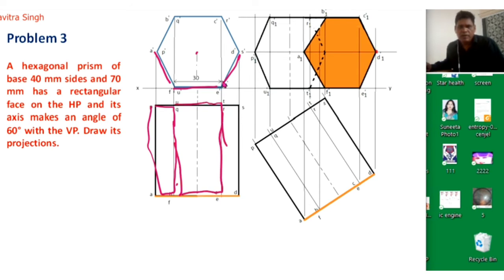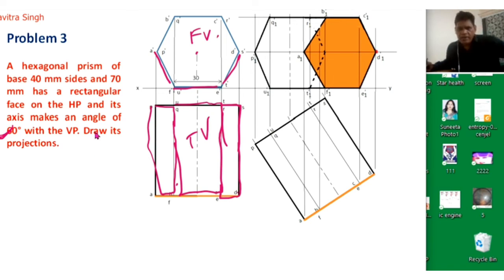Okay, and this surface will be this one. So these three surfaces will be visible when we see this from the top. So this is the top view, and this is the front view of this hexagonal prism, which is resting on the horizontal plane. Again, we will incline it with a 60-degree angle to the vertical plane.